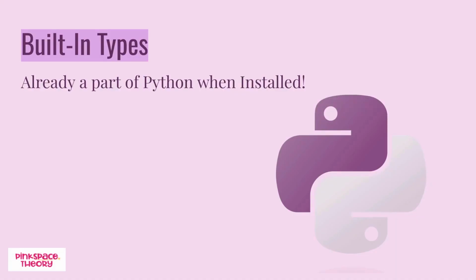As a programming language, Python has some data types already built in by default, which we can use immediately after downloading and installing Python. Today I will go over two of the built-in types, Boolean and numeric data types.